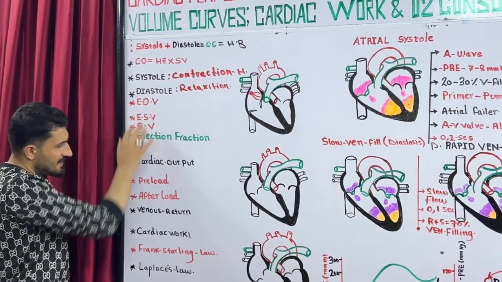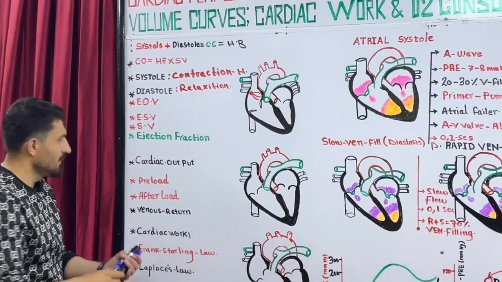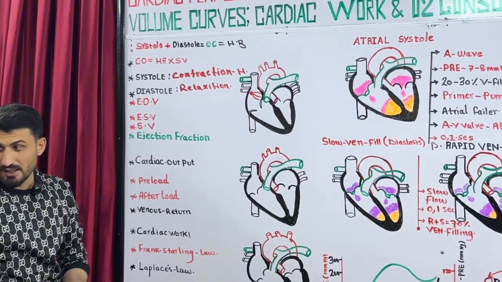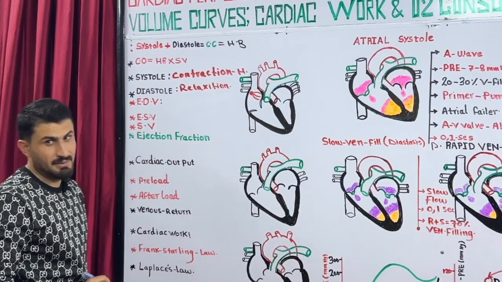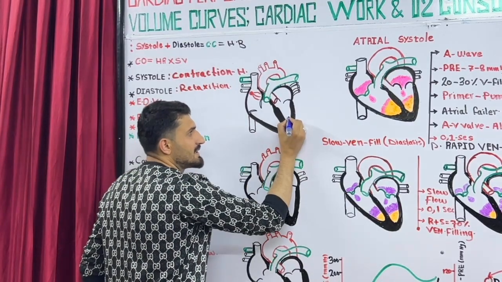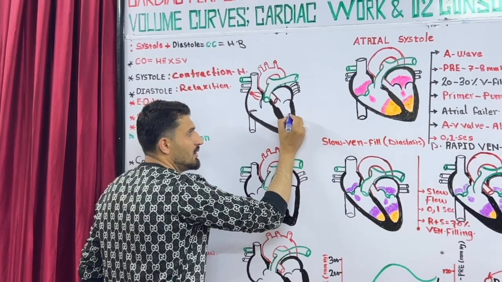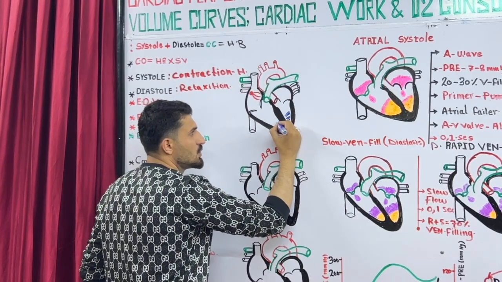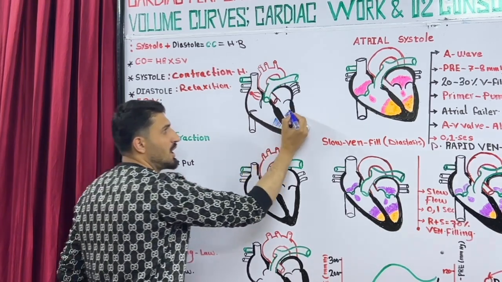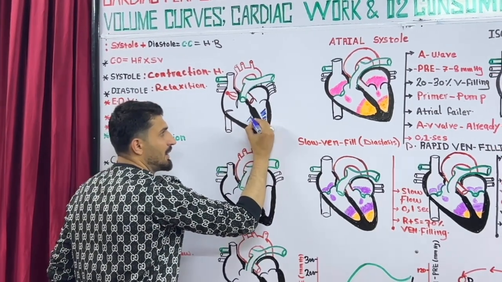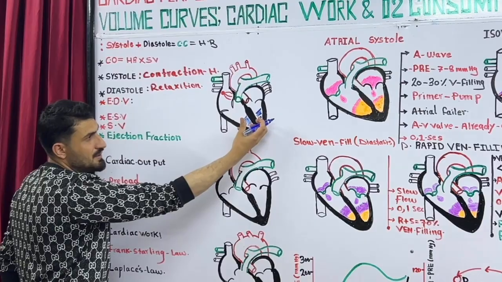Now let me explain these parameters. First of all, end diastolic volume. What do I mean by end diastolic volume? Listen to me carefully. For example, here now my heart is in the diastole phase, the relaxation phase. So I have an amount of blood inside these two chambers.